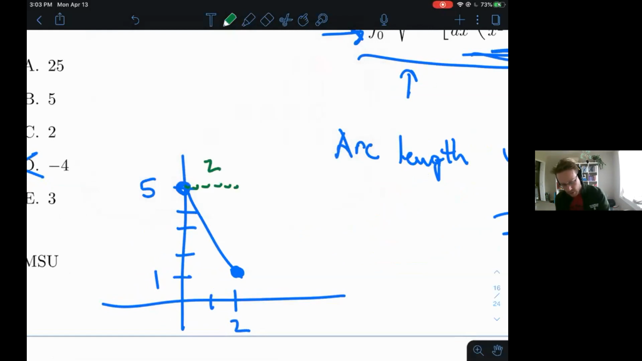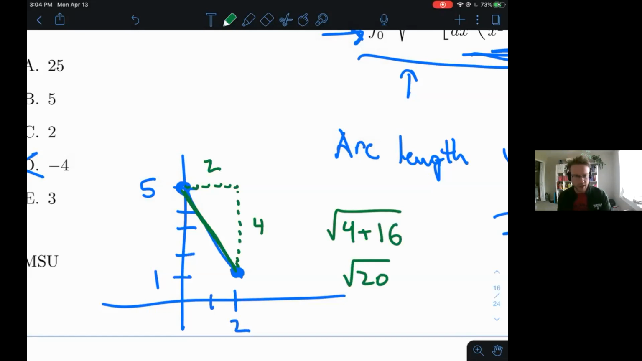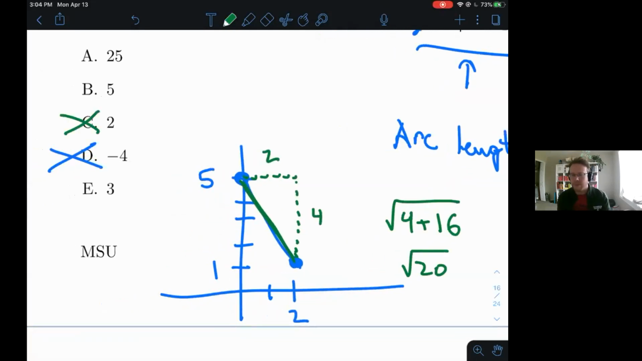This is going to be 2 over and 4 down. So the length of the direct line is going to be the square root of 2 squared, which is 4, plus 4 squared, which is 16. So this is going to be the square root of 20, and the actual length is a little bit longer than that. Well, if it's longer than the square root of 20, there's no way that C is possible, because this was the direct line going from one to the other. We know that our actual function is going to have a little bit of curvature to it. It's not going to be just a straight line.